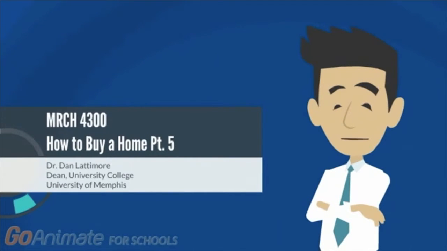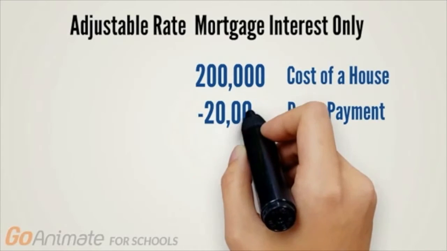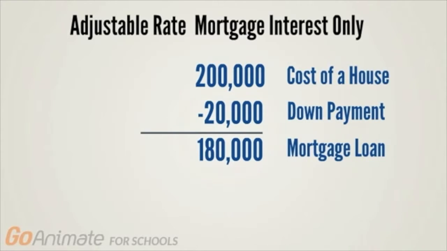Let's look at what the difference would be if you went for an adjustable rate mortgage that was interest only. In an adjustable rate mortgage with only the interest for the first 5 years, let's take that same example, $200,000. Your down payment is only going to be 10% this time. So your mortgage is going to be $200,000 minus $20,000, so it's going to be $180,000.